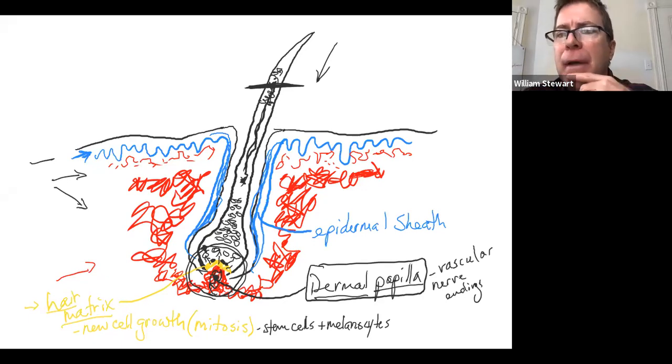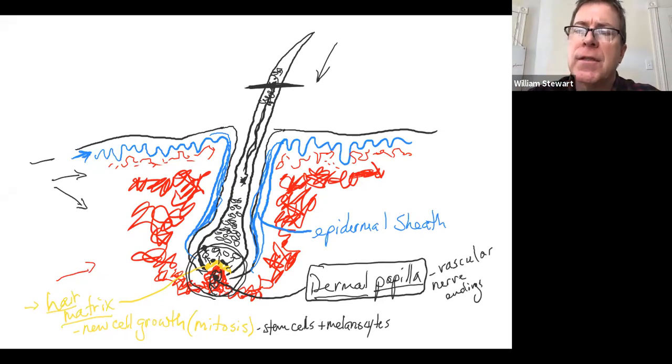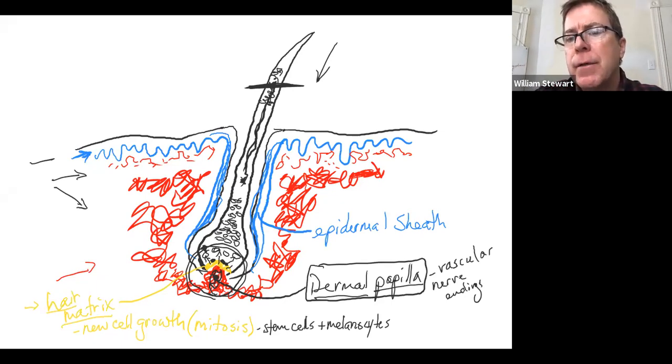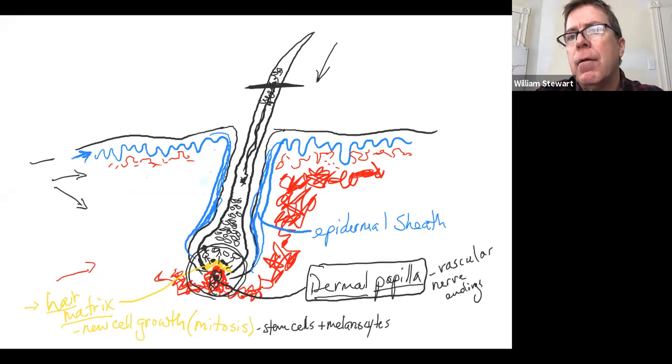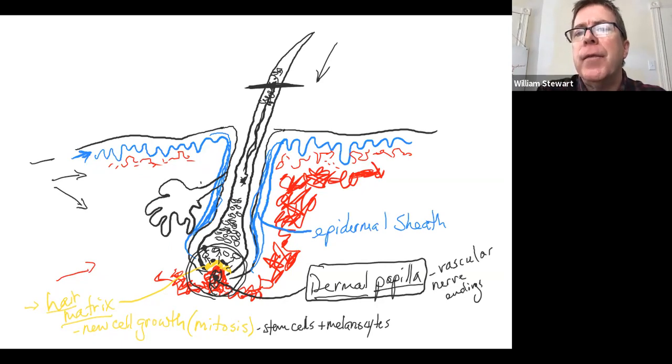Now I need to clean up my drawing a little bit so that I can add a couple more features to this hair follicle. So let me just bring out my eraser. On this side of the hair follicle, I'm going to attach a gland that empties into the follicle space. This is called a sebaceous gland.